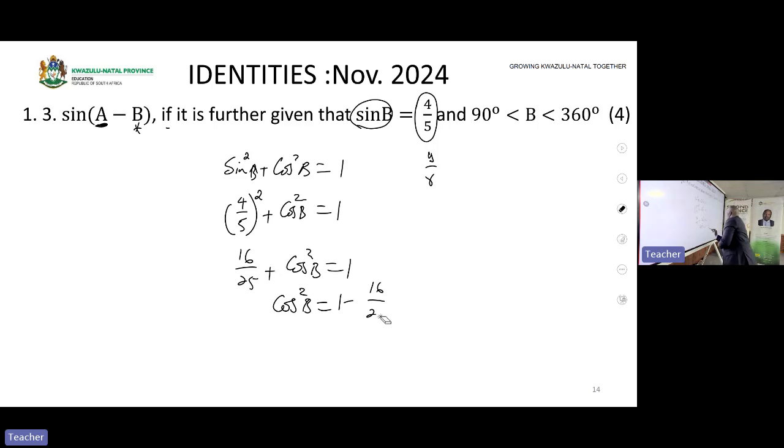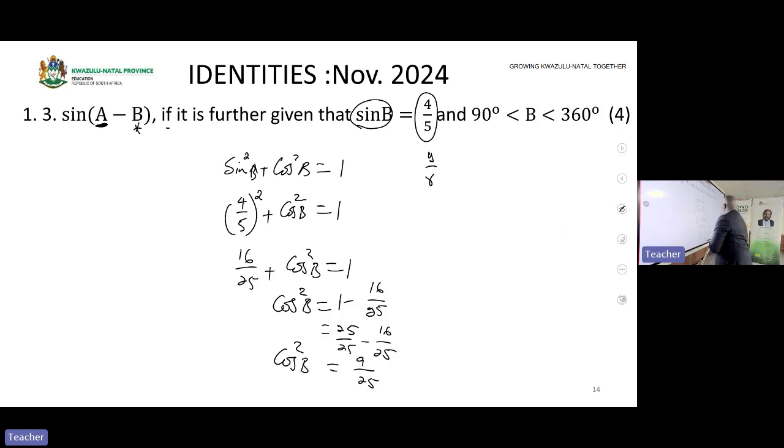Okay, so we haven't solved the ratio of cos in this case. We have to simplify. So that will be what? It will be 25/25 minus 16/25. So here the denominators are the same now. It's going to be 25, and 25 minus 16 is 9. All this is equal to what?